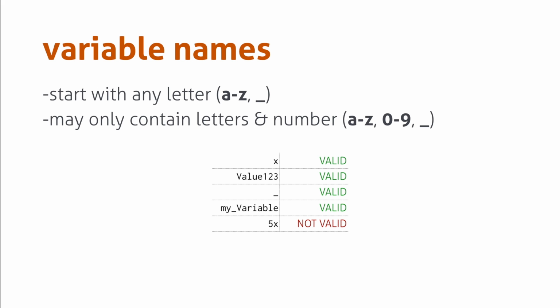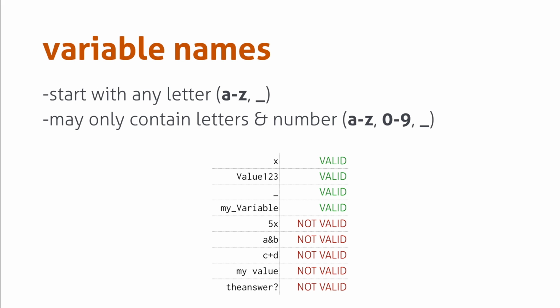5x is not a valid variable name because it starts with a number. A&b is not a valid variable name because of this ampersand. C+d is not valid because of this plus. My value is not valid because of this space. And the_answer? is not valid because of the question mark.